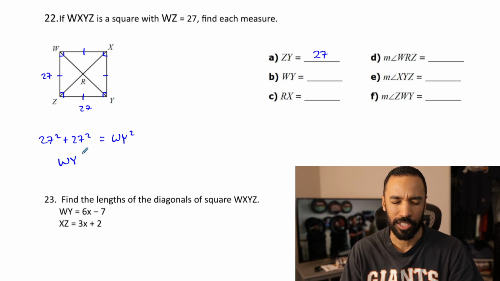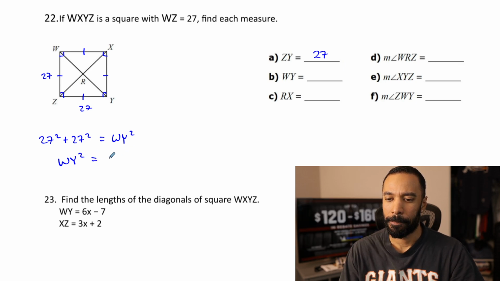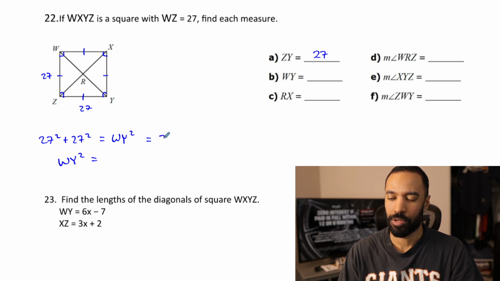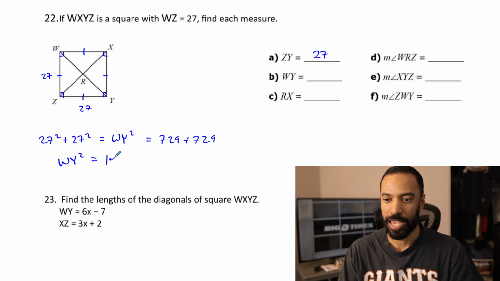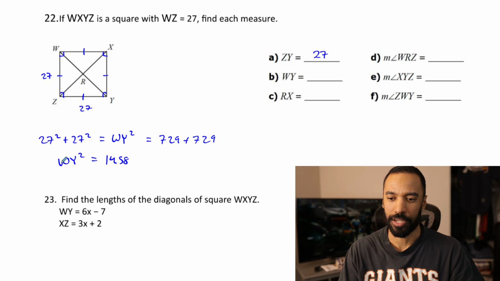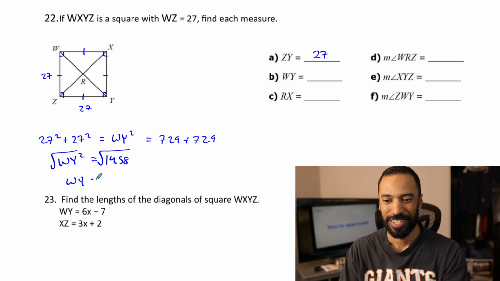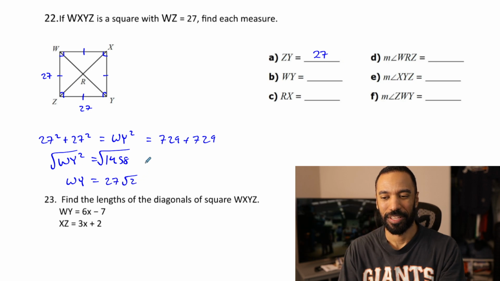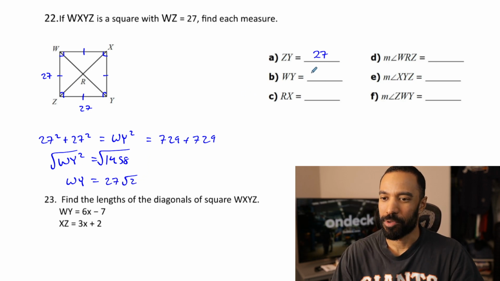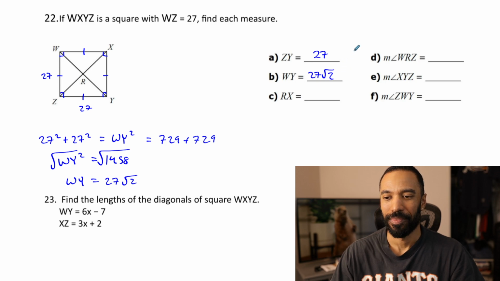Because that's also 9 cubed. That's why I was wondering. I need to add two 729s. Equals 729 plus 729. 1458. Now, if you take the square root here, I will simplify this for you. This is 2 root 27. Excuse me, 27 root 2. Okay. So WY is 27 root 2. We're just going to leave it like that.